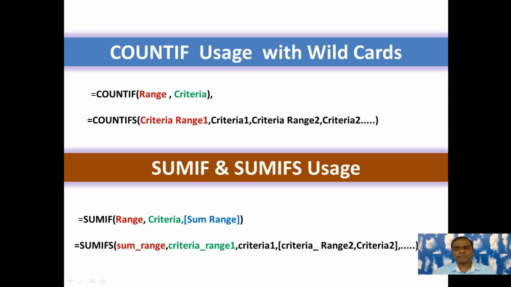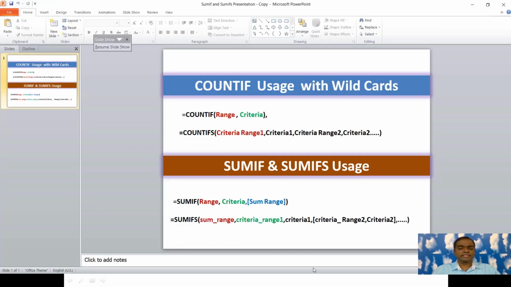SUMIF takes three arguments: one is range, one is criteria, and one is sum range. So you use SUMIF when you have a single condition to sum up cells. SUMIFS works the same way if you have more than one criteria to sum a column. SUMIFS takes sum range, then criteria range 1, then criteria 1, and criteria range 2 and criteria 2. So let's move on to the example part.